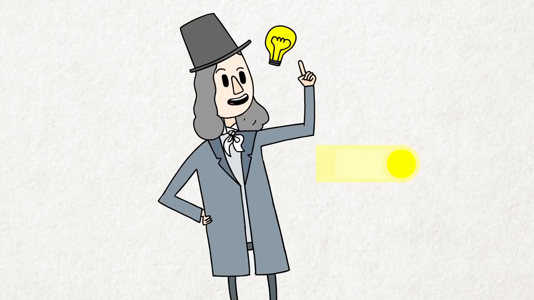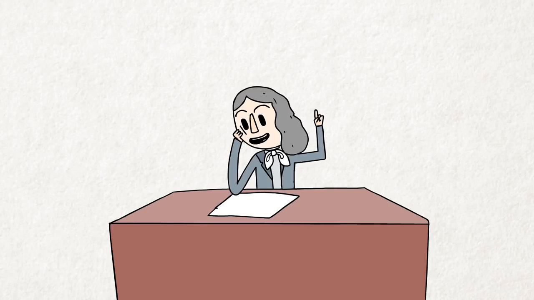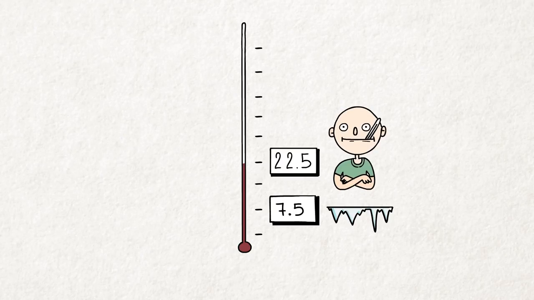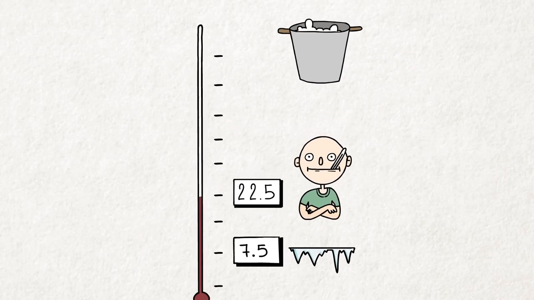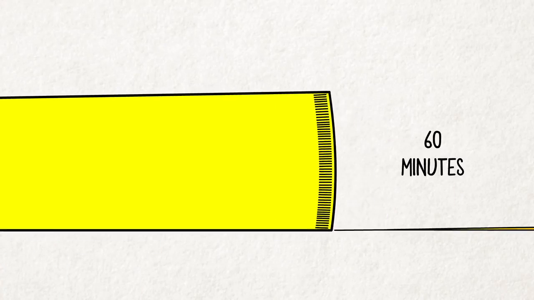But more pertinent to this story, in 1702, Romer was housebound after breaking his leg, and to pass the time, he devised a brand new temperature scale, with the freezing point of water at 7.5 degrees and body temperature at 22.5 degrees. Now, this might seem odd until you consider that Romer wanted the boiling point of water to be 60 degrees.